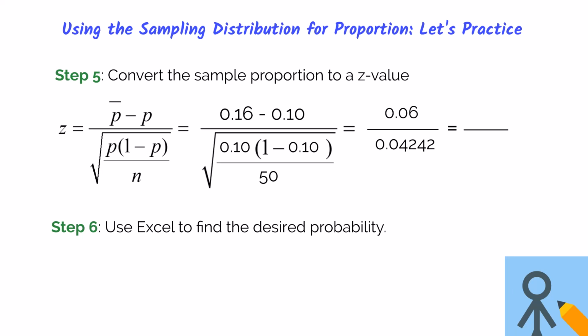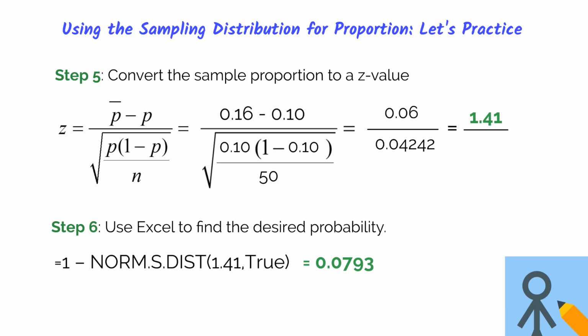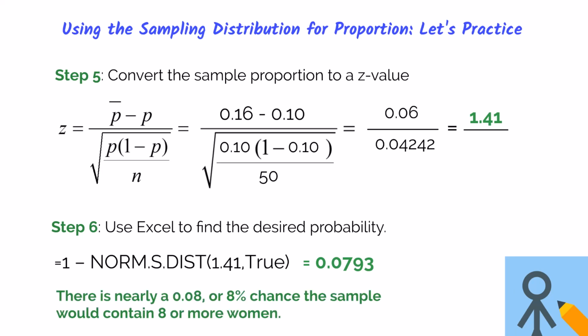So now all we need to do is take 0.06 and divide by 0.04242, and we get 1.41 for the z-value for this sample proportion. So the last step is to use Excel to find the desired probability. So in this problem, we're looking for the probability that the sample proportion will be greater than, so we know that we'll have to use the complement rule here again. So in Excel, I'm going to take 1 minus NORM.S.DIST, and then input 1.41 for the z-value, and true for cumulative, and we get 0.0793. So there's nearly an 8% chance that the sample will contain 8 or more women.